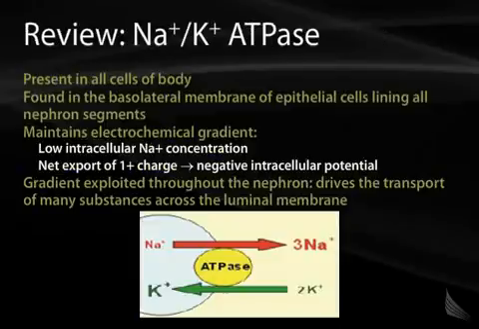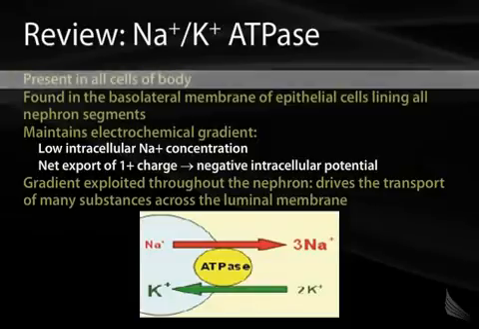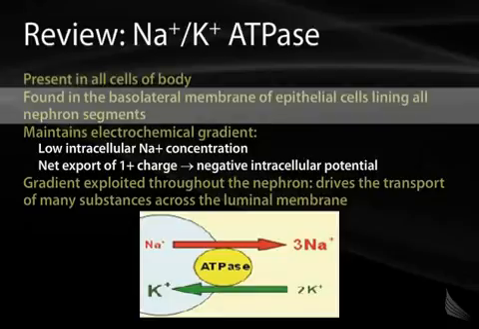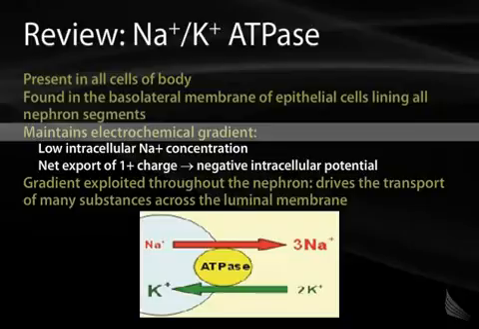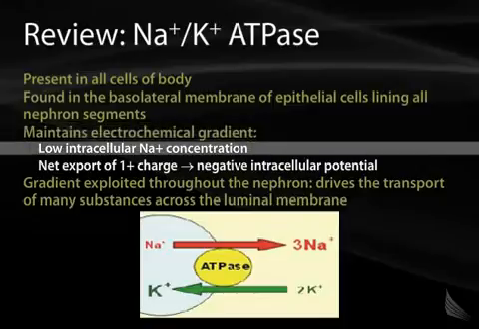Just a brief review of the sodium-potassium ATPase. It is the most ubiquitous transporter. It is present in all cells of the body. It is found in the basolateral membrane of the epithelial cells lining all the nephron segments, and it maintains the electrochemical gradient necessary to facilitate reabsorption of substances. 3 sodium ions are transported out, 2 potassium ions are transported in. This is an energy-dependent process. The net result is a very low intracellular sodium concentration, which promotes sodium reabsorption.